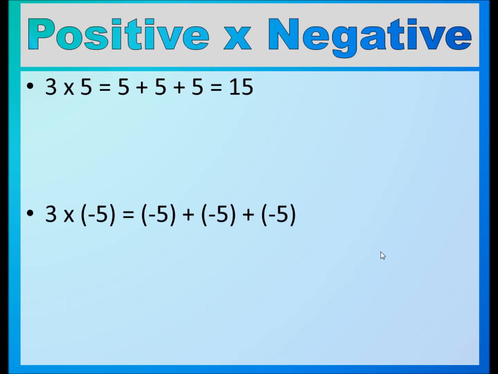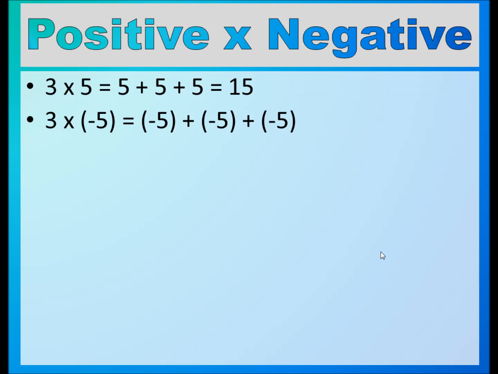If that is the case for 3 times 5, it would make sense for 3 times negative 5 to equal negative 5 plus negative 5 plus negative 5. We're still using repeating addition. And then we could simplify this as negative 5 minus 5 minus 5, because plus a negative number is the same thing as minusing its positive parts.